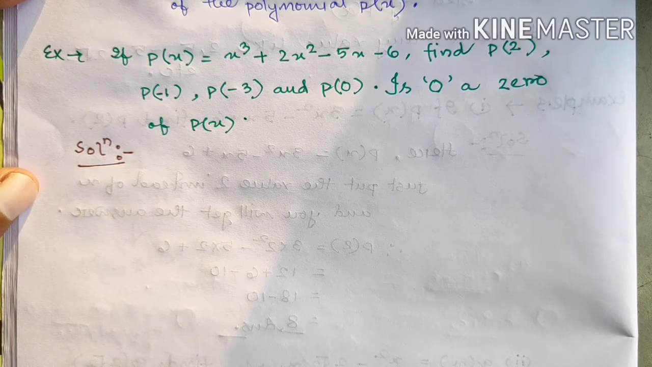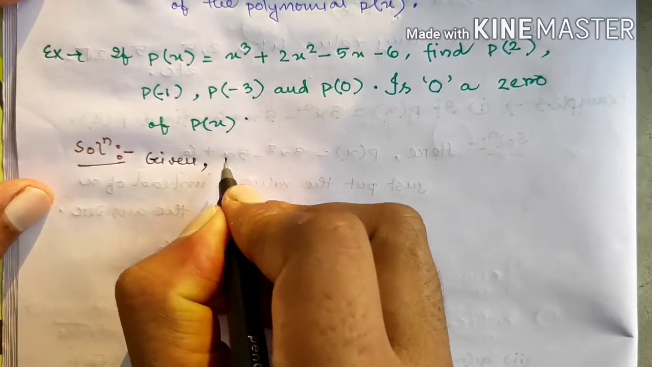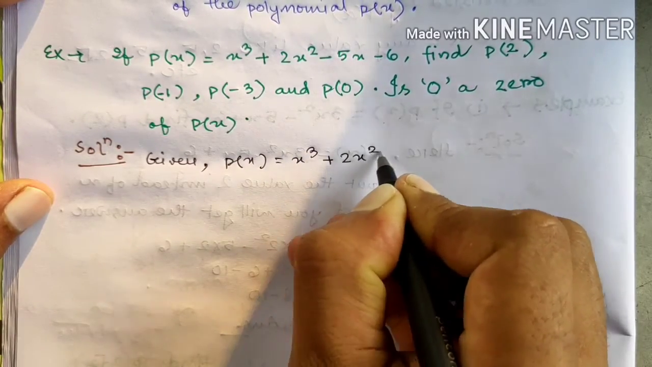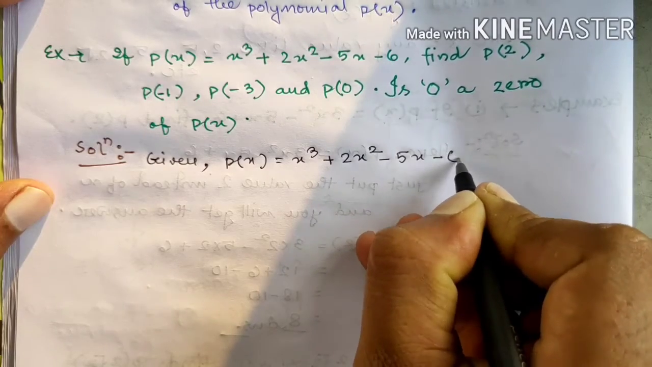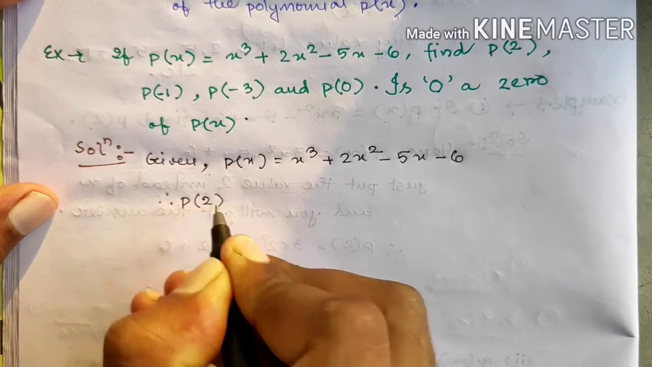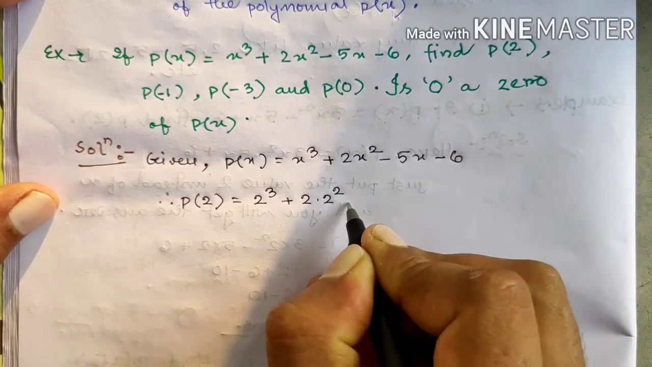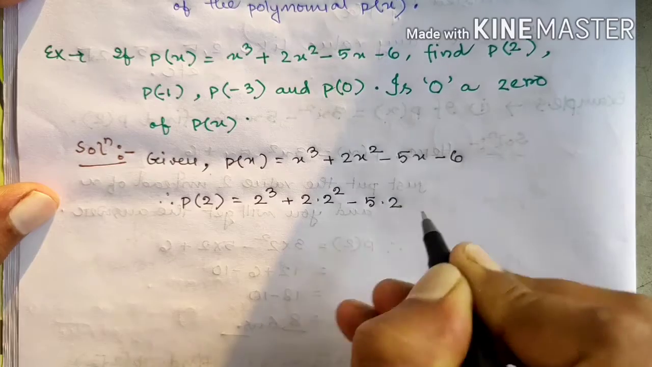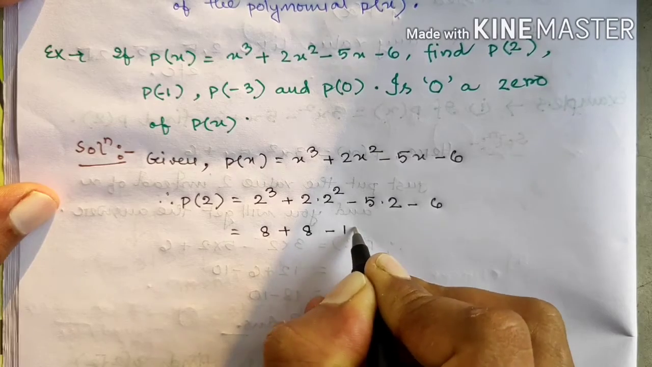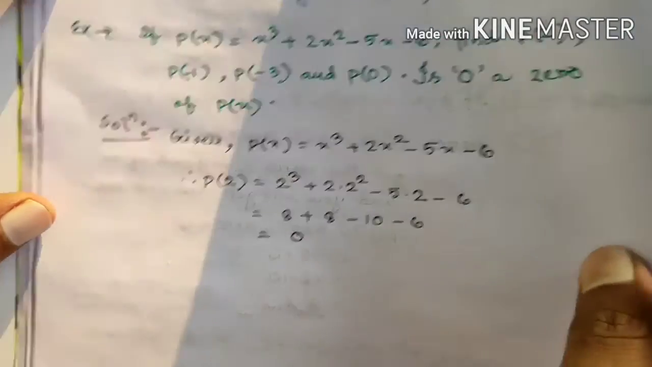Let's solve one problem about this. If p of x equal to x cube plus 2x square minus 5x minus 6, find p of 2, p of minus 1, p of minus 3 and p of 0. Is 0 a zero of p of x? Given p of x equal to x cube plus 2x square minus 5x minus 6. Therefore, p of 2 equal to 2 cube plus 2 into 2 square minus 5 into 2 minus 6, which gives 8 plus 8 minus 10 minus 6 equal to 0.